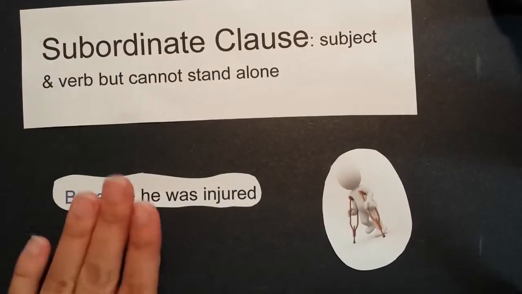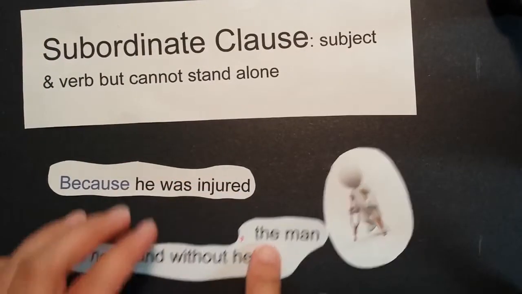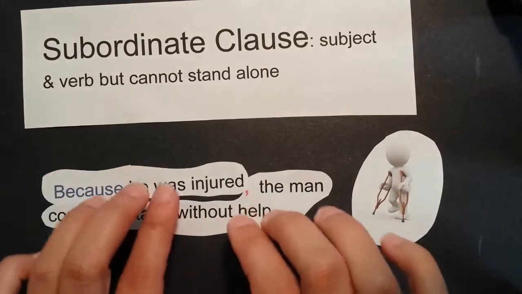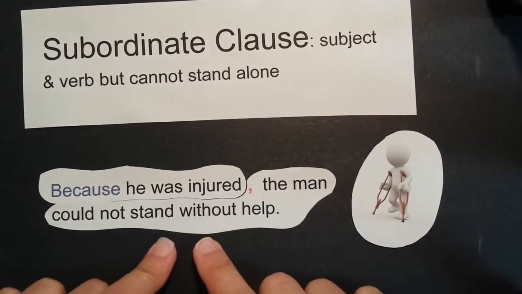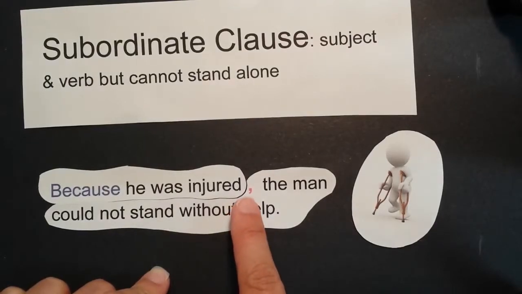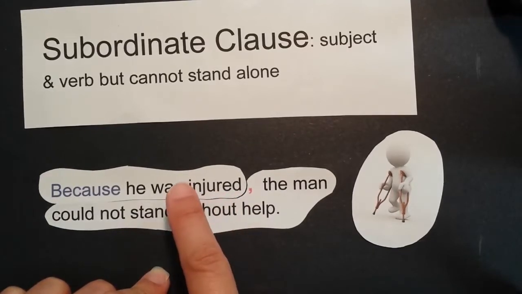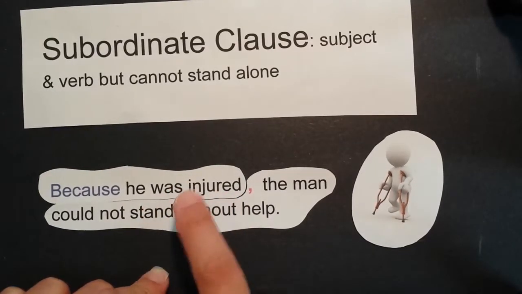However, if we combined it with an independent clause, then it would be a sentence. Because he was injured, the man could not stand without help. Notice the placement of the comma here, right after the subordinate clause. So, subject, verb, cannot stand by itself.